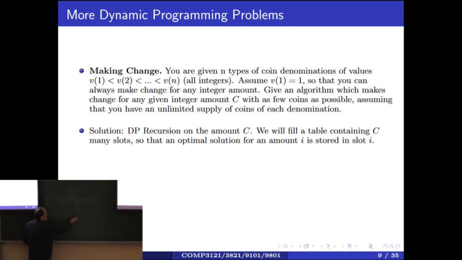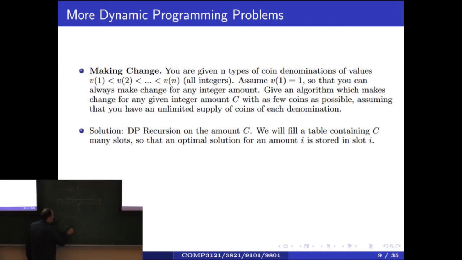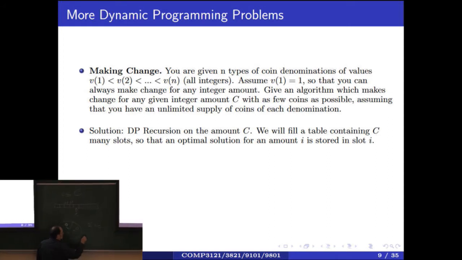Well, let's look at the optimal solution. Assume that this is the optimal solution with some coins, right? They sum up to the amount C. Now, take any of these coins, say its value is Vm, okay? And throw it out, right? My claim is that what is left is an optimal solution for small c minus Vm.